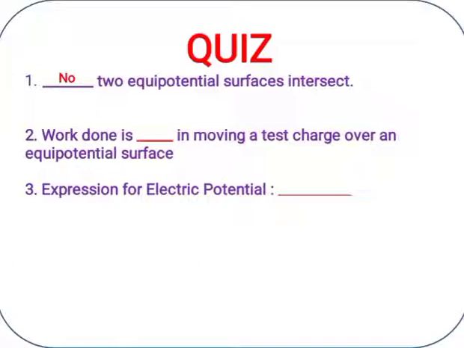First answer, no. No two equipotential surfaces intersect. We already discussed this property, a property of equipotential surfaces. Second one, 0. Work done is 0 in moving a test charge over an equipotential surface. Third one, the general expression for electric potential, V is equal to what? V is equal to 1 by 4 pi epsilon naught Q by R.